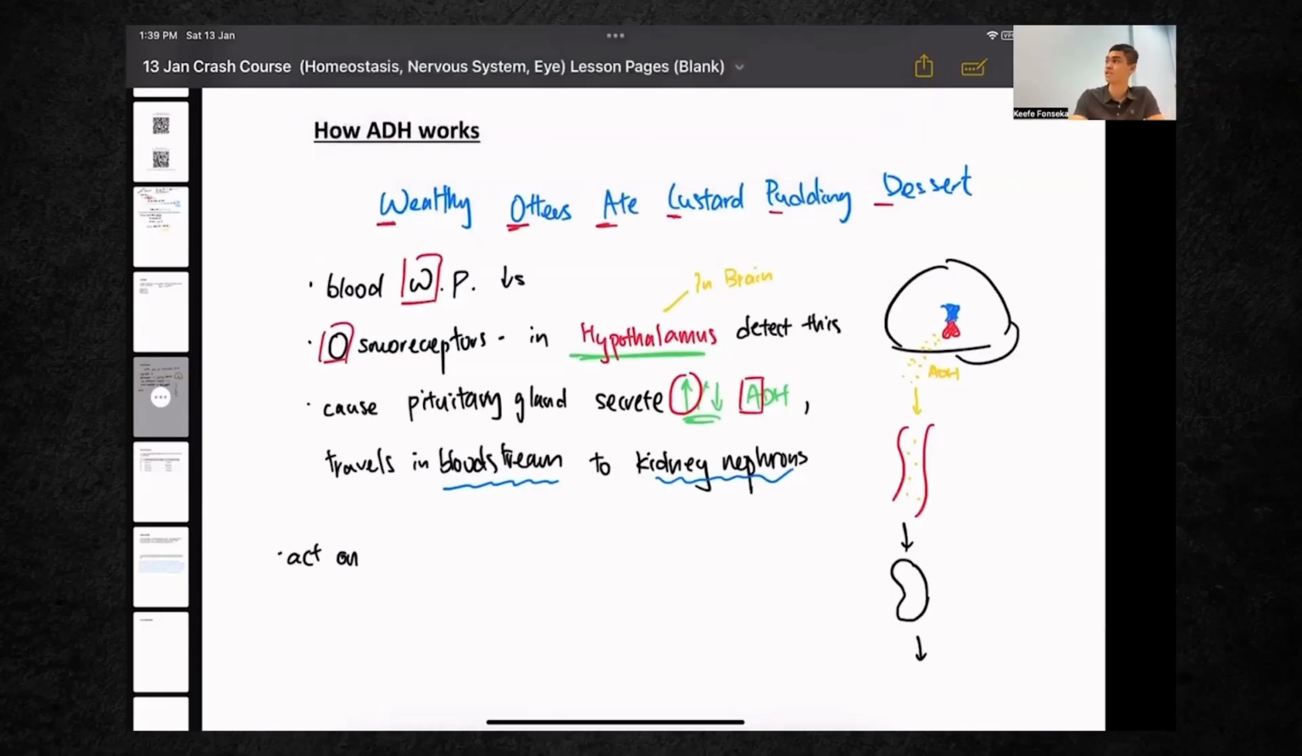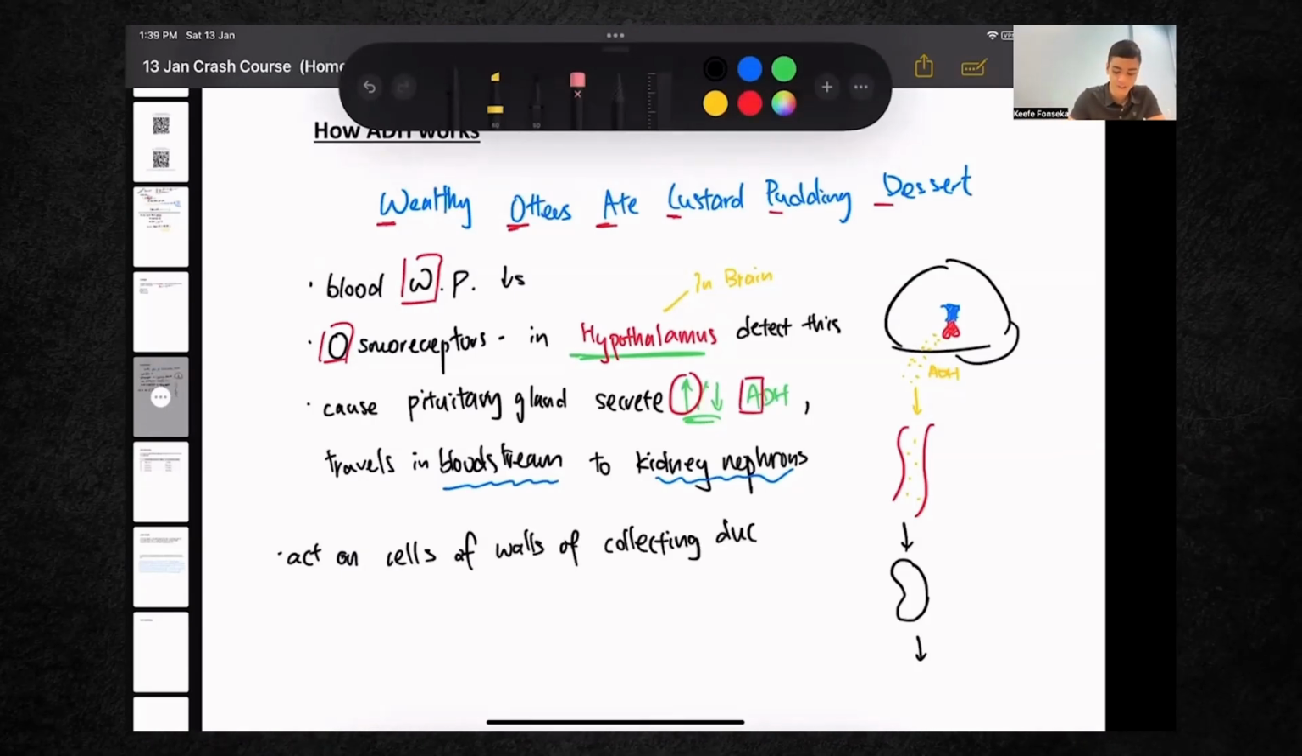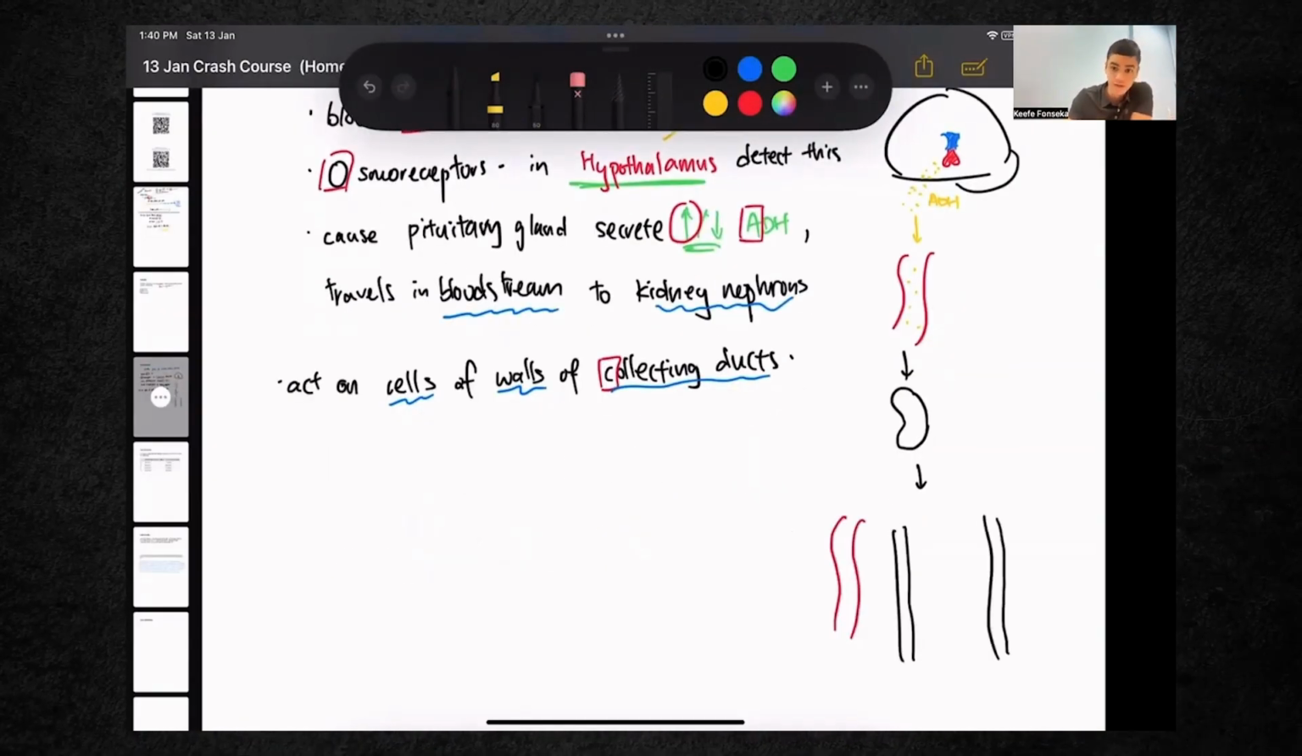Okay, then it will act on the next one is, so letter A is for ADH, okay, the amount of ADH change. Then letter C is for collecting ducts. So we'll add on the cells. So like you said, cells is correct, of the walls of collecting ducts. So see, nephron is a tube. And this tube that makes urine. So the collecting duct is a tube, right? Tube has walls. The walls are made of cells. So that's what these words are for. Cells of the walls of collecting ducts. Okay, I draw more here. These are the walls. And this is the collecting duct.